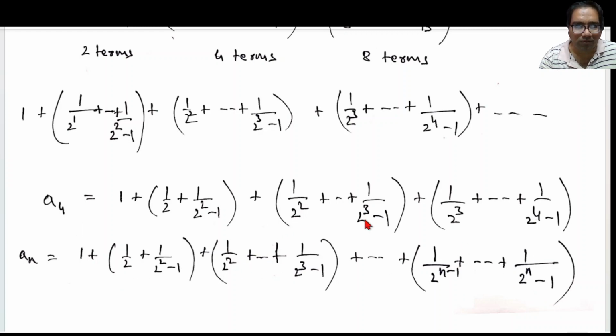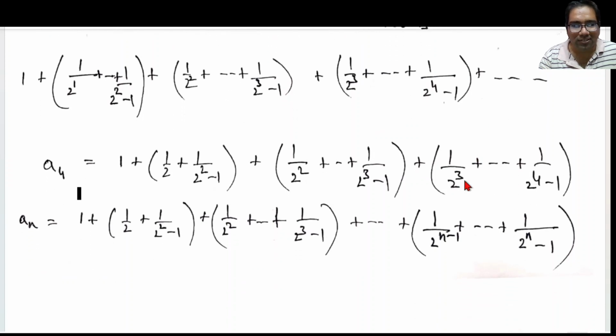1 by 4 to 1 by 7, all of them put together will be less than 4 times 1 by 4. 1 by 8 to 1 by 15, all of them put together will be less than 8 times 1 by 8. So this is less than 1, this is also less than 1, this is also less than 1, this is equal to 1. So all 4 put together will be less than 4. Similarly, A of n: every bucket is less than 1 and there are n buckets, so A of n will be less than n.